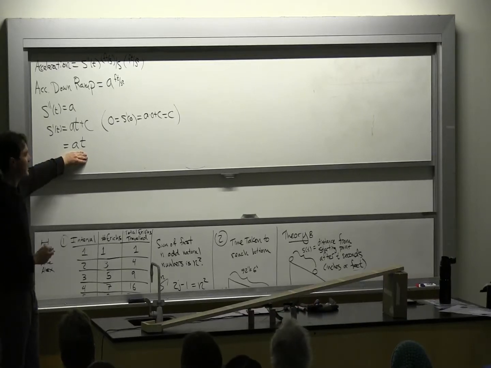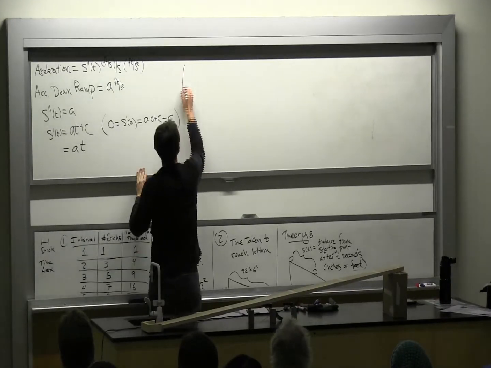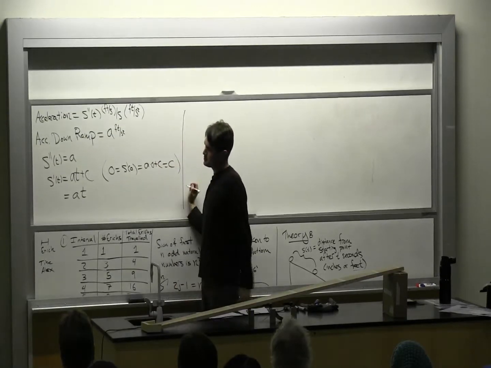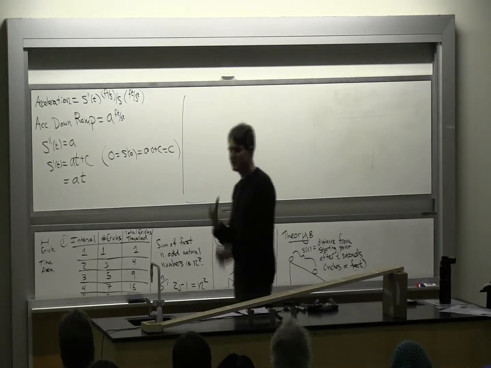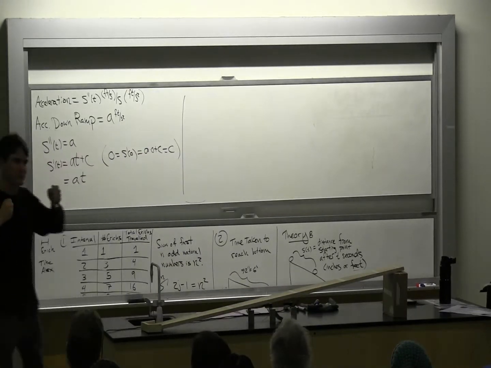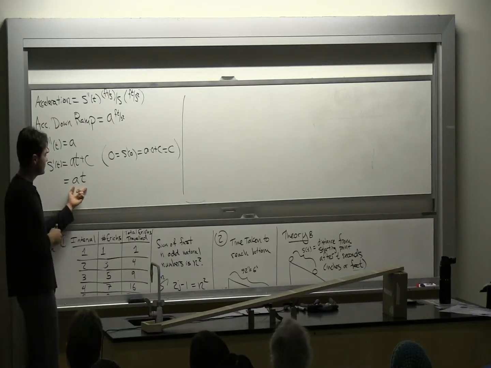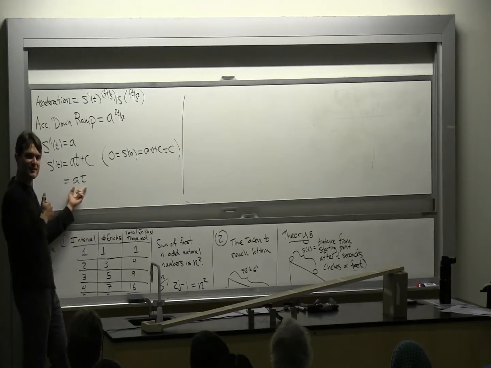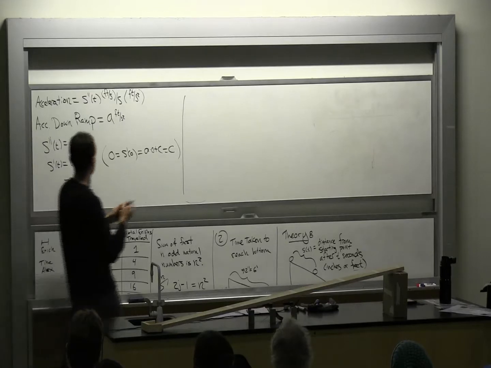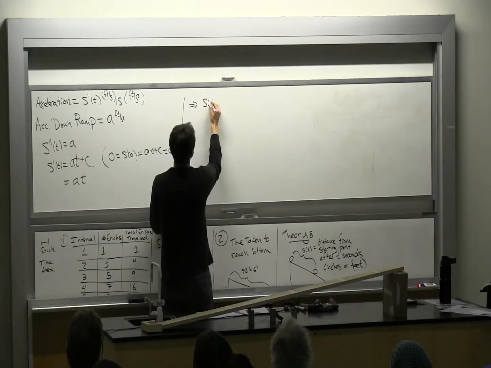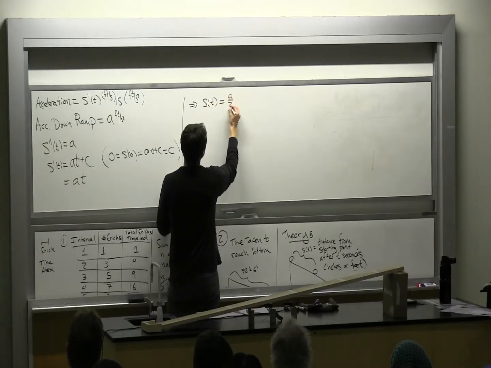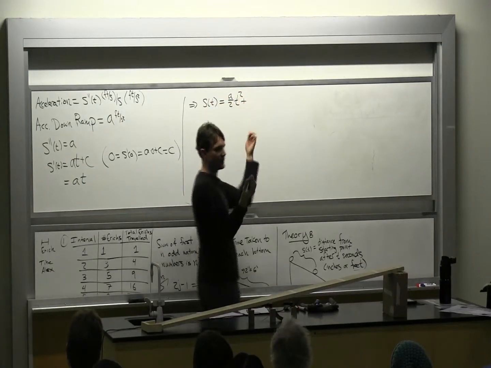Now I want to do it again. I want to find s. Well, if s prime is equal to a times t, I need to anti-differentiate. Channel our inner calculus, think of the power rule, find a function whose derivative is a times t. 1/2 a t squared, right? So what we conclude is that our s of t must be of the form a over 2 t squared plus a constant, potentially.